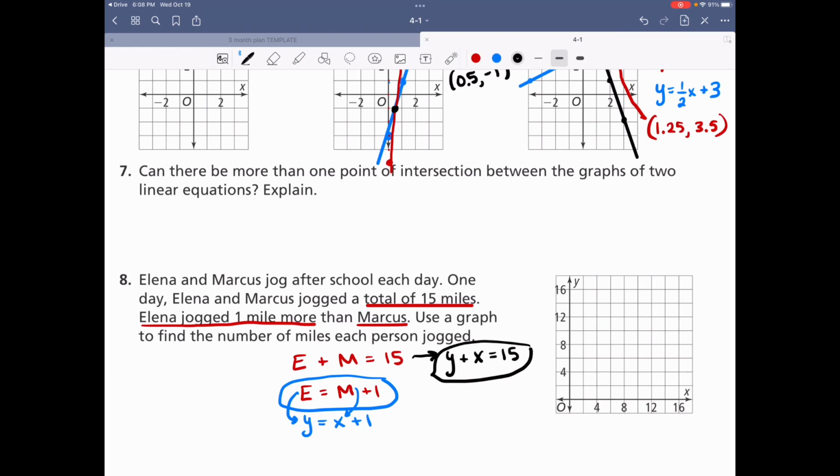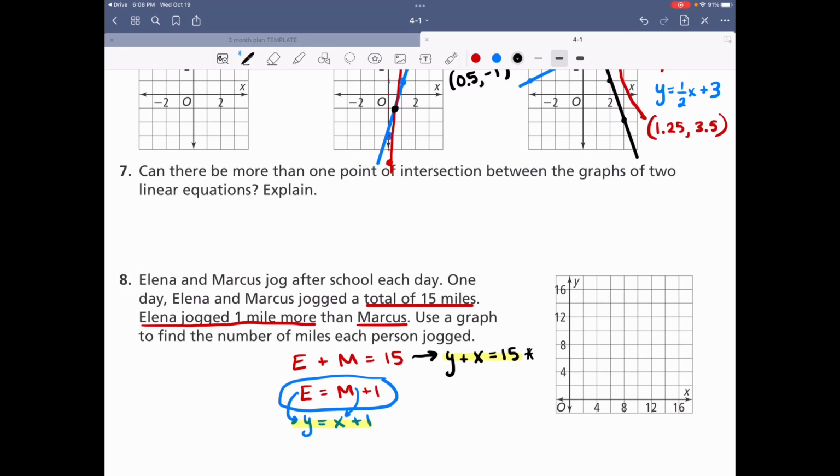Now we can graph those 2 equations. So we're going to graph y equals x plus 1. We're going to graph y plus x equals 15. I'm not going to solve it for y. I'm not going to put it into y equals mx plus b, and I'll tell you why. It's in standard form. This guy here is in standard form.